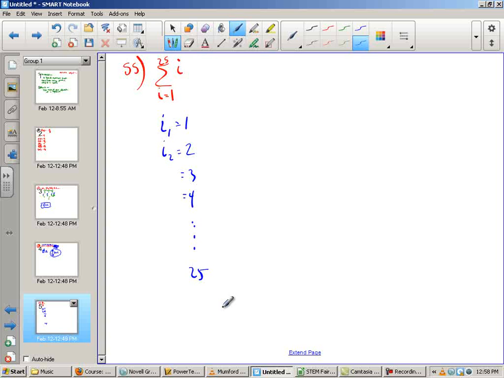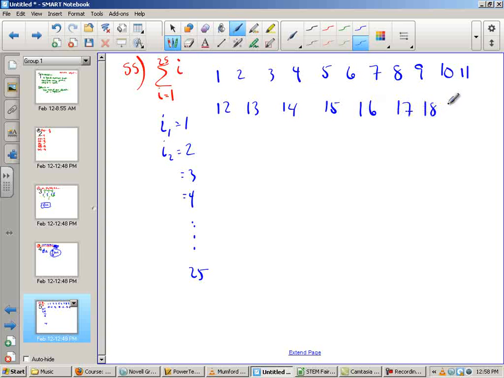Now I've got to find a way to add these numbers up. There are multiple ways to add these numbers up, okay? So you need to understand that we do have methods. But for now, we're just going to write them all down. 1, 2, 3, 4, 5, 6, 7, 8, 9, 10, 11, 12, 13, 14, 15, 16, 17, 18, 19, 20, 21, 22, 23, 24, and 25.